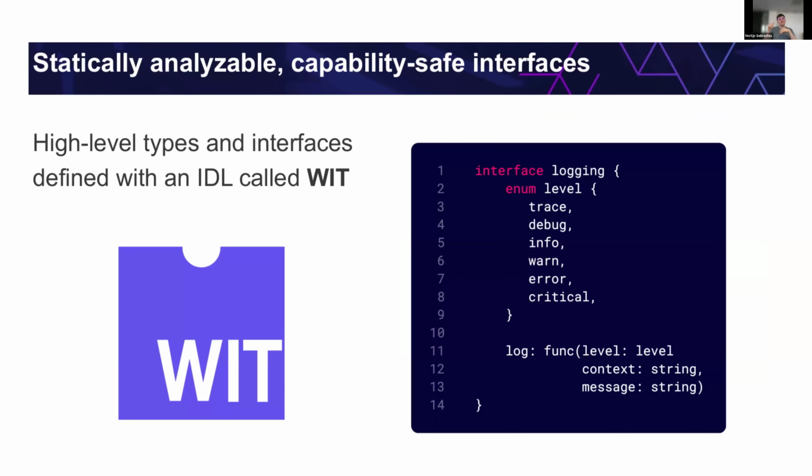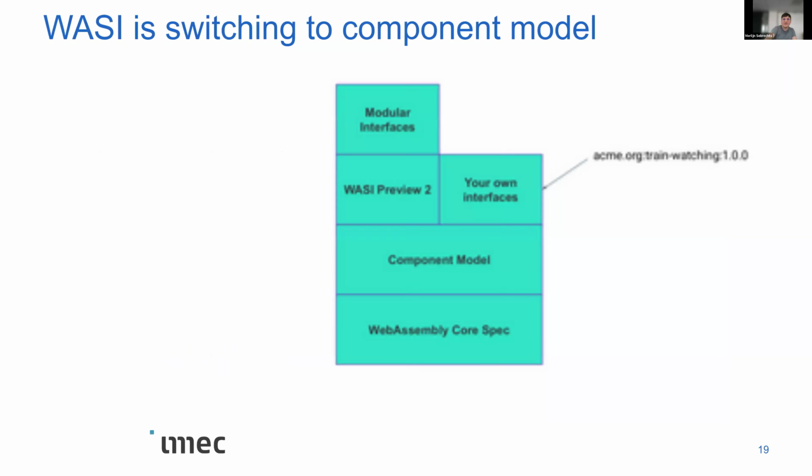Here on the right, you see how such an interface is described. Interfaces are defined in an interface description language called WIT, which is a cross-platform, cross-language description of what an interface actually is. And the first preview of the WebAssembly system interface did not actually use this component model, but the second iteration has switched to the component model and allows you to have a lot of guarantees about the compatibility of components.